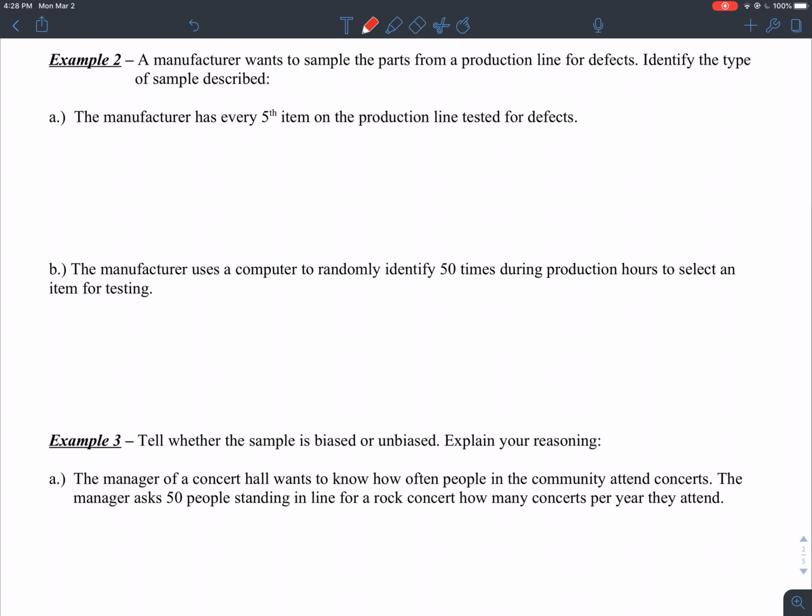Alright, so example 2. A manufacturer wants to sample the parts from a production line for defects. Identify the type of sample described. The manufacturer has every 5th item on the production line tested for defects. So this is literally the example we had, every 5th item. Okay? So this would be a systematic sample.